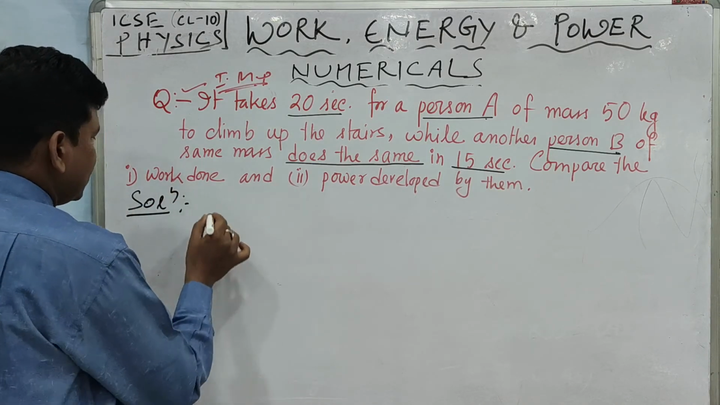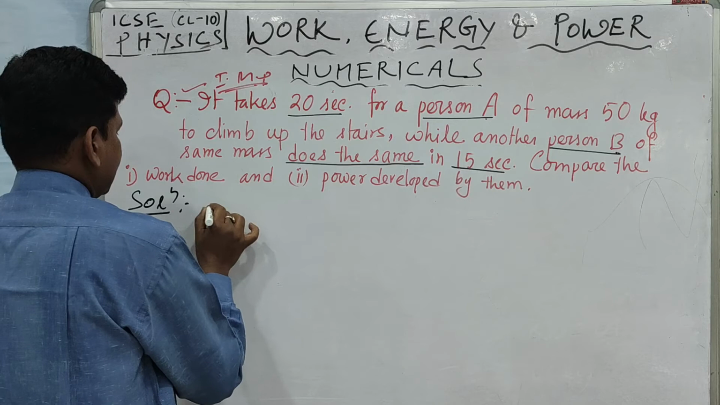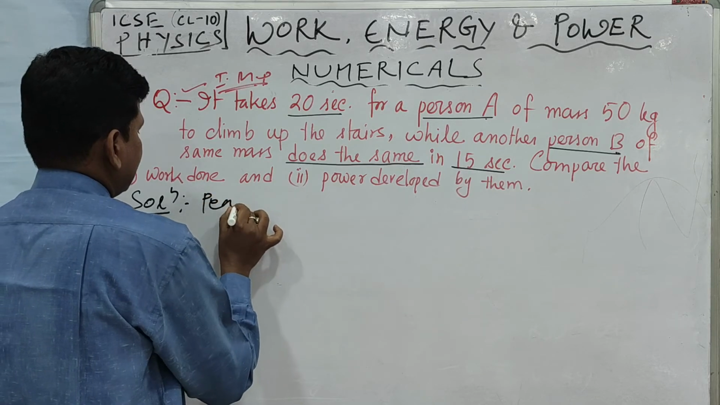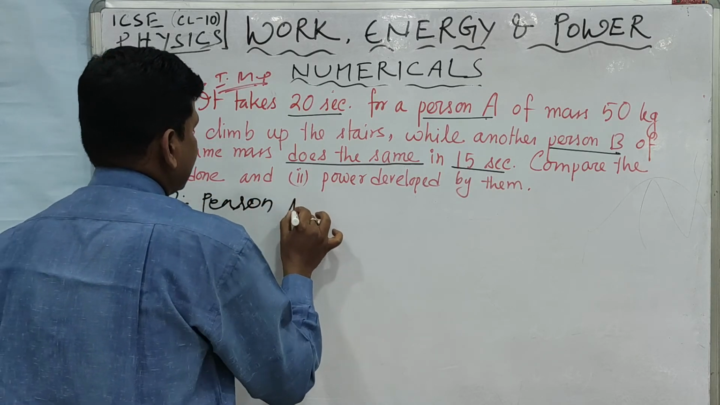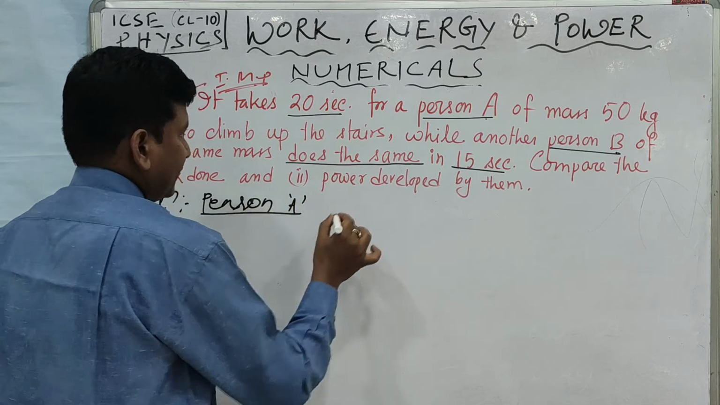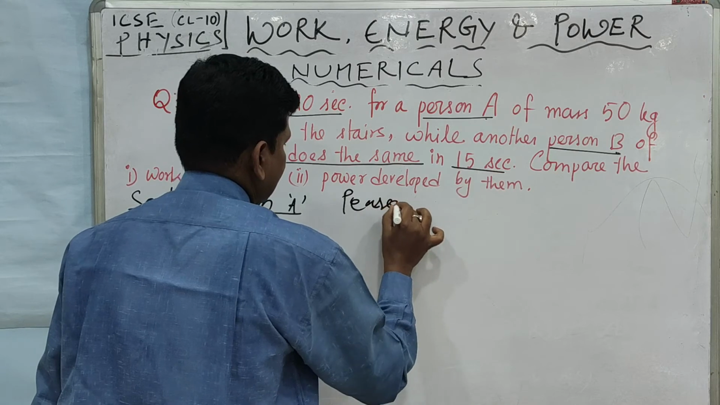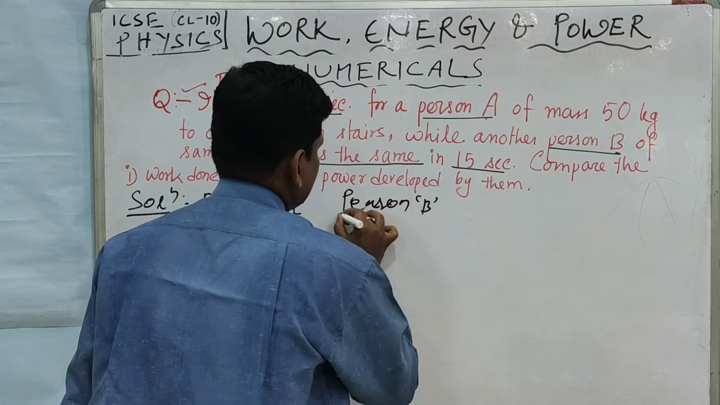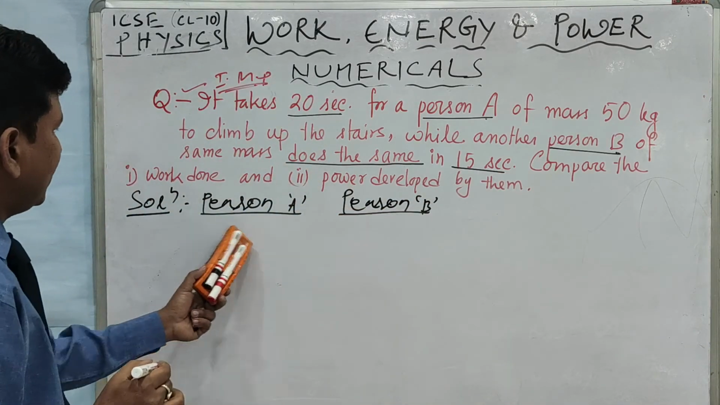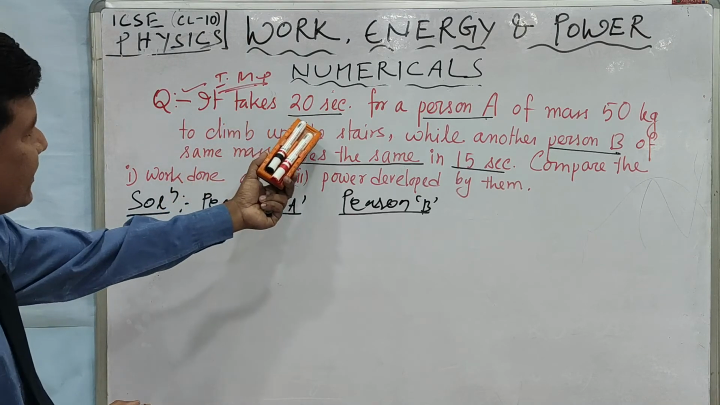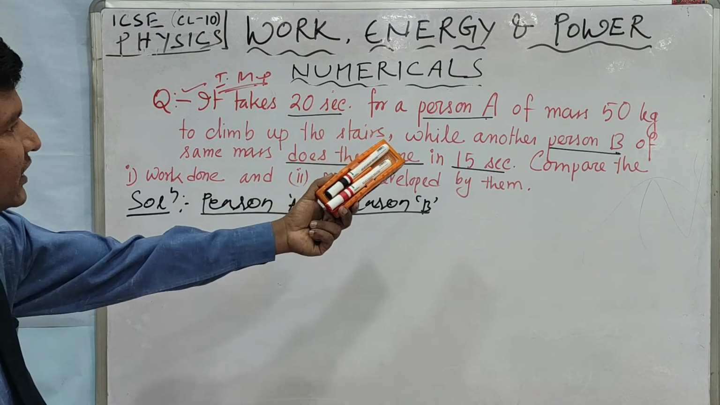Now there are two persons, person A and person B. Person A, and there you write for person B. Now what is given over there? Person A takes 20 seconds, for the person A of mass 50 kg.